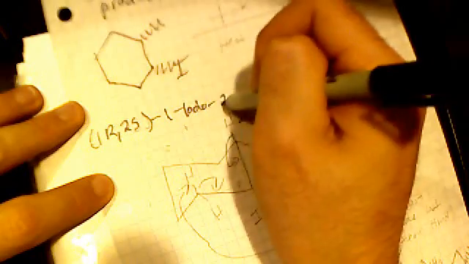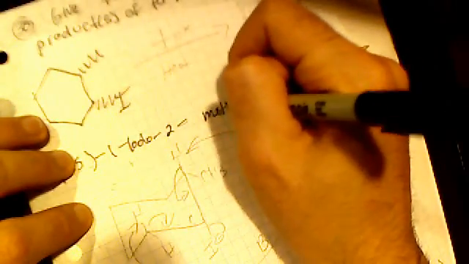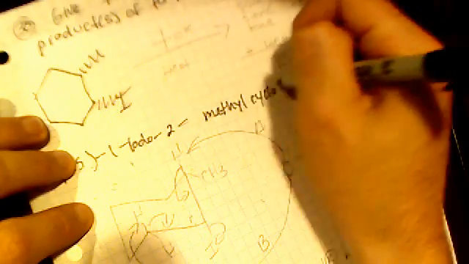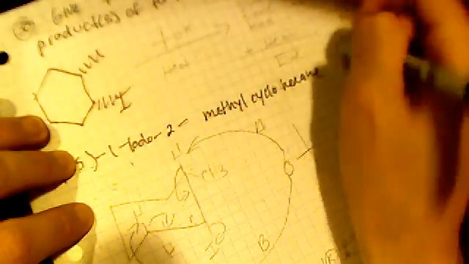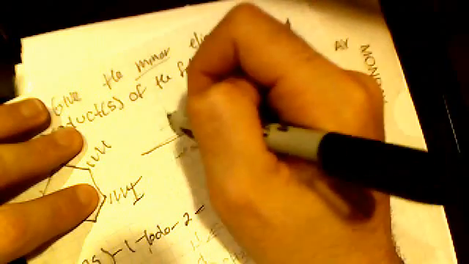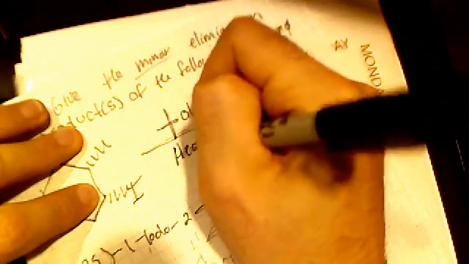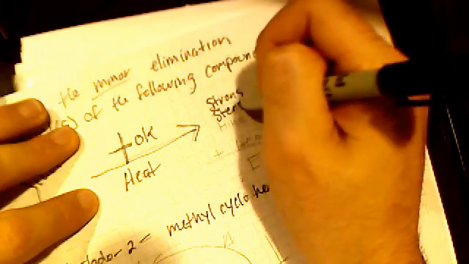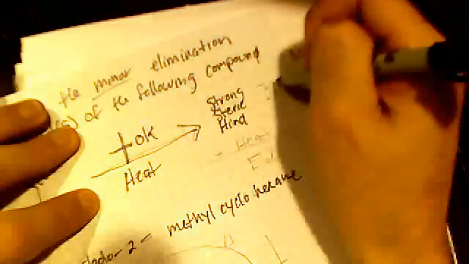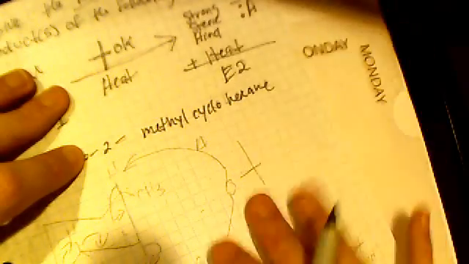All right, the name of this compound is 1R,2S 1-iodo-2-methylcyclohexane. We're treating it with potassium tert-butoxide and heat. It's a strong sterically hindered base, and we're adding heat, so we're going to get an E2 elimination.